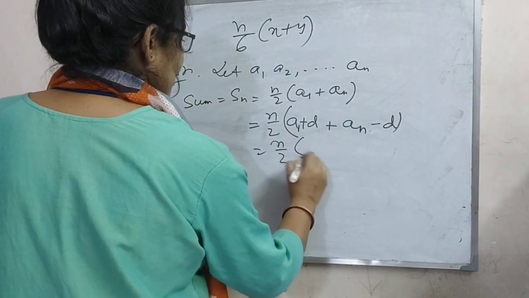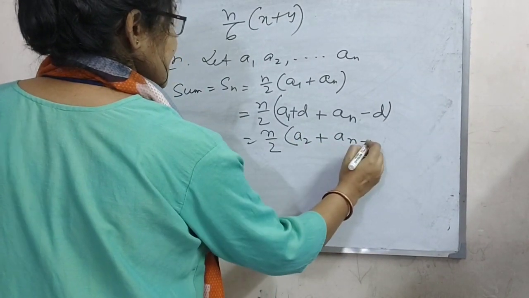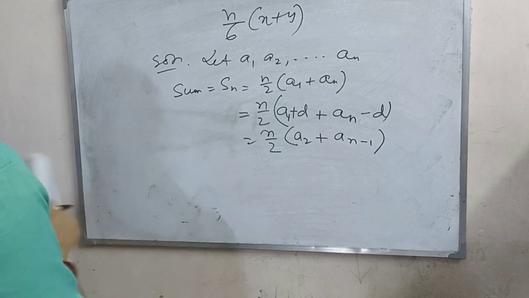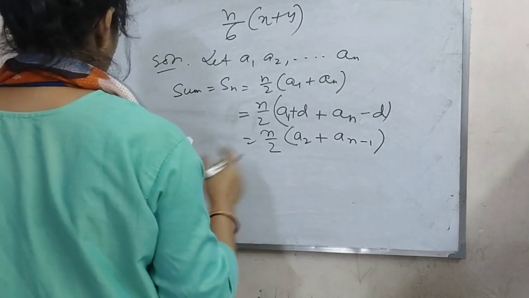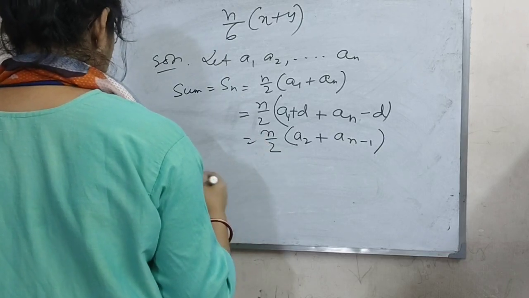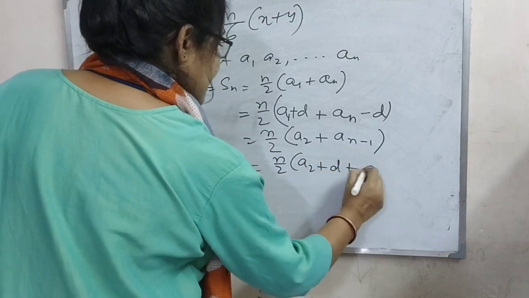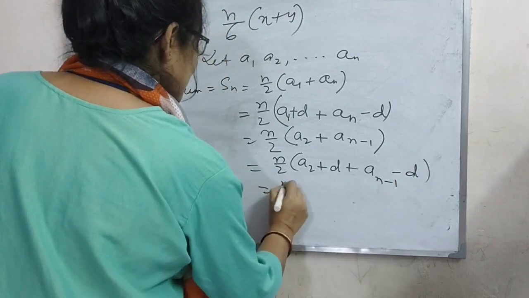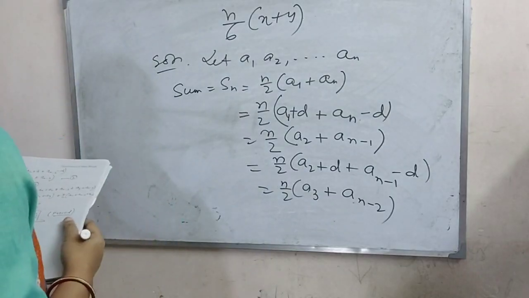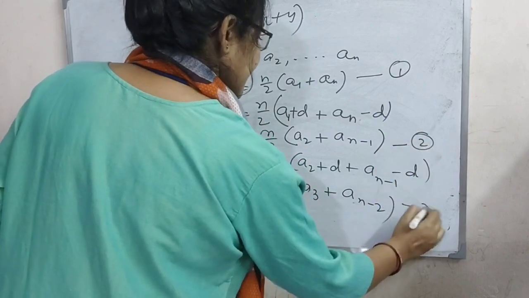So this equals a2 plus an minus 1, and this equals n by 2 into a2 plus d plus an minus 1 minus d, this equals n by 2 into a3 plus an minus 2. This is 1, this is 2, and this is 3.